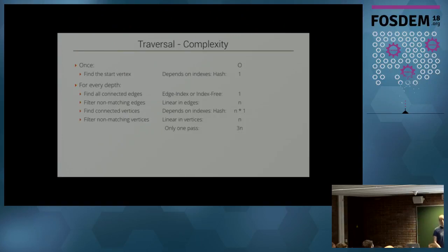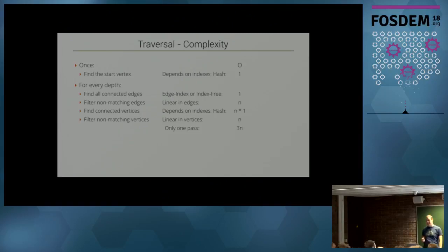Let's talk a bit about the complexity of such a traversal algorithm. First, we have to find the starting vertex. How fast we can do that depends on the index. In the best case, it is a hash index, then it's constant time to find it. If you only have a sorted index, then it's logarithmic time. If you don't have an index at all, your database will be rather slow because it takes time proportional to the amount of vertices you have. So put an index on it and you can find it fast.